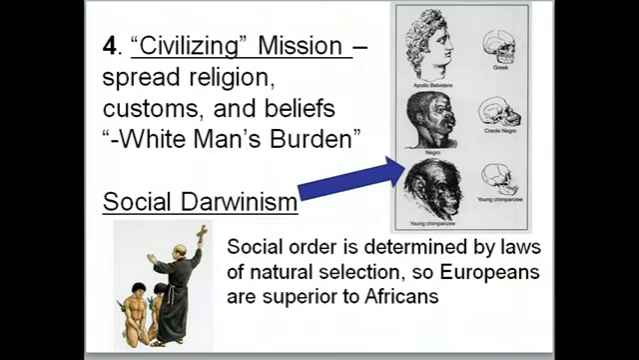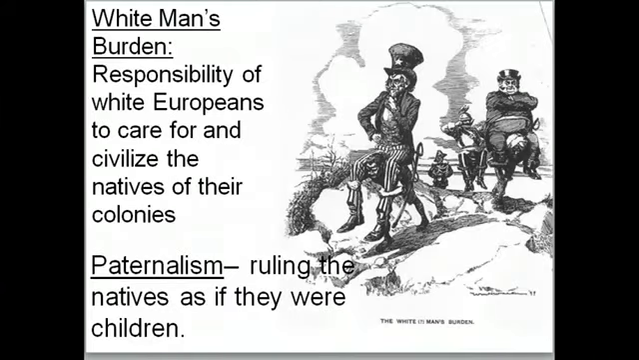So it's a very racist idea that they had, proving why the whites are better than the black Africans or the Asians. They're also going to use the idea of the white man's burden. This is going to come about with the idea of responsibility of white Europeans to care for and civilize the natives of their colonies. So they're trying to make sure that the colonists improve themselves and become better. But it's not necessarily the idea that you're going to become as good as us. You can never do that because of your skin color, a racist idea coming in there. But we're going to make you better than you are now.